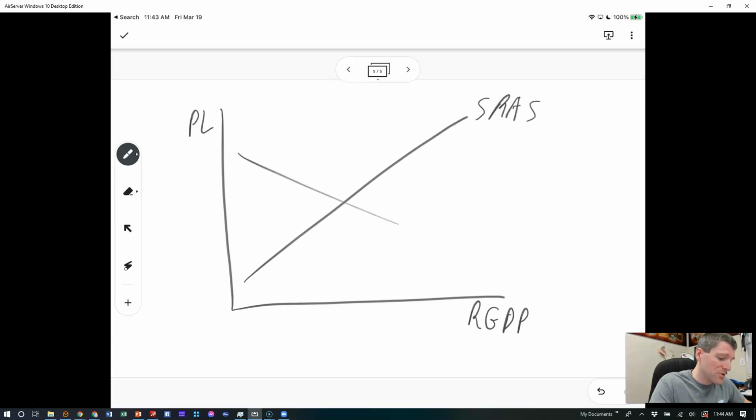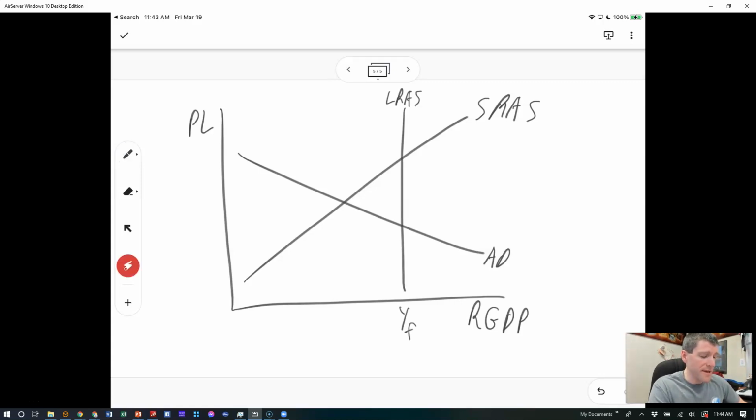So we've got our situation like this. Short-run aggregate supply, aggregate demand, and here is LRAS. Now, anytime you see the intersection of AD and SRAS to the left of LRAS, what that indicates is that we are currently in a recession.